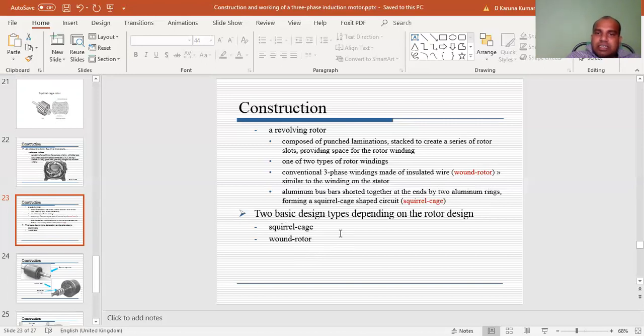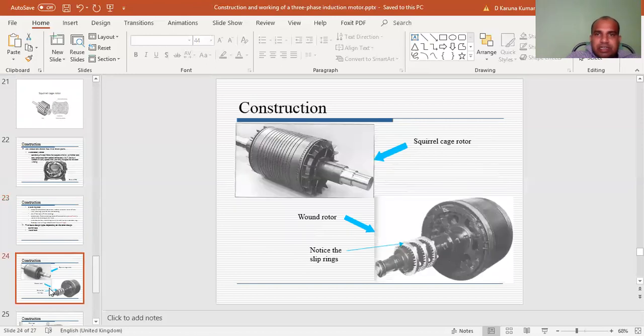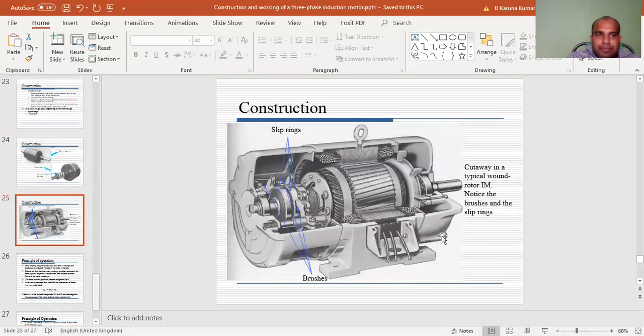Based on the rotor design, there are two types: squirrel cage and slip ring. This is a squirrel cage induction motor. The rotor is different here. This is called a slip ring induction motor.